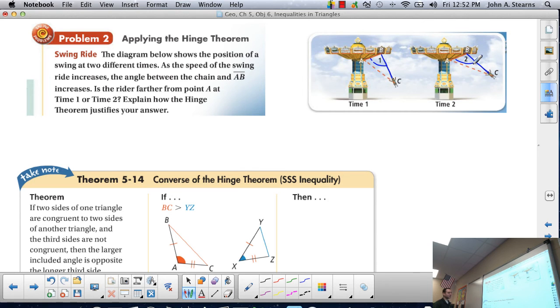Okay, so the question is, is the rider farther from point A at time 1 or time 2? Well, here's point A. So what we want to know is as this ride speeds up, does the distance from A to C increase or decrease? So which one's going to have the longer segment? Okay, so angle 1 at time 1 is smaller than angle 2 at time 2 because the ride has sped up. So where is the distance greater? At time 2.